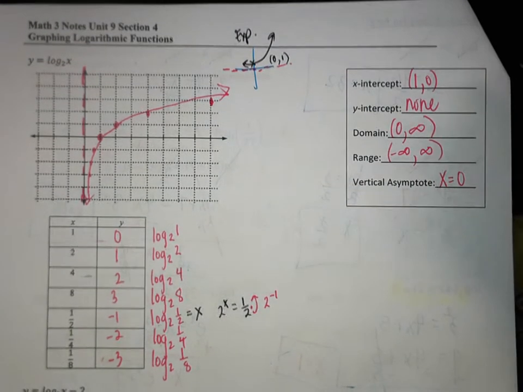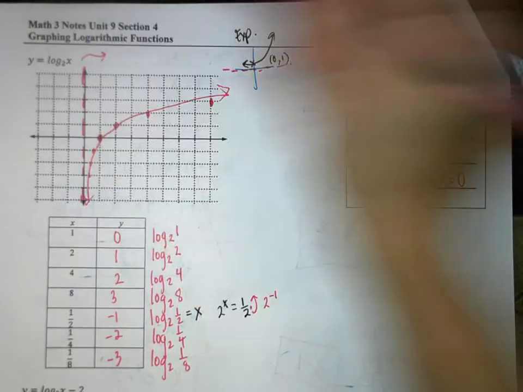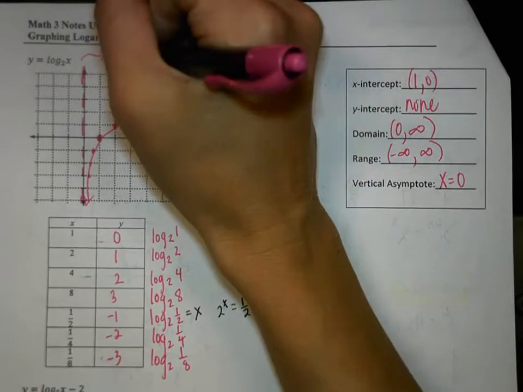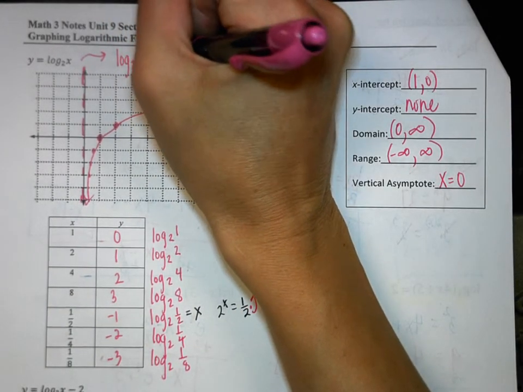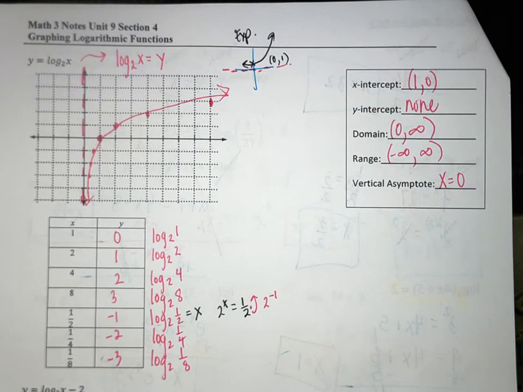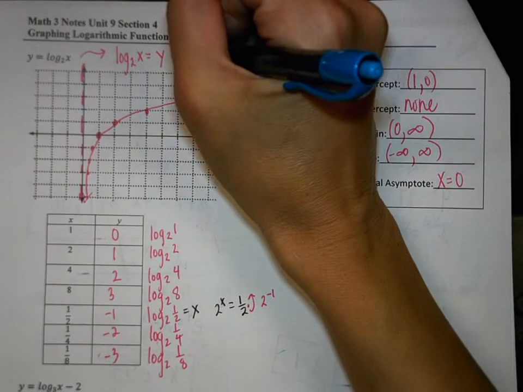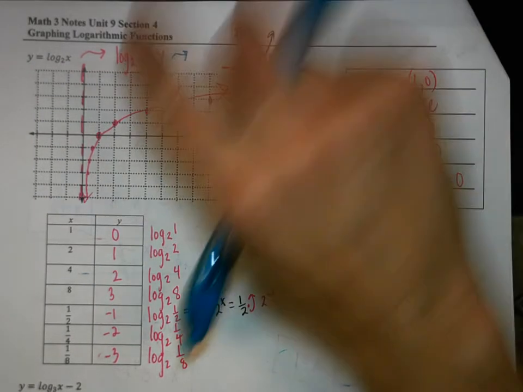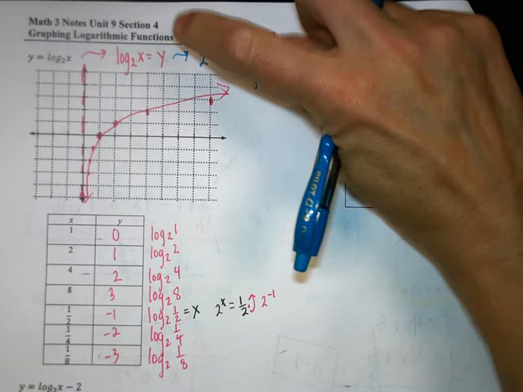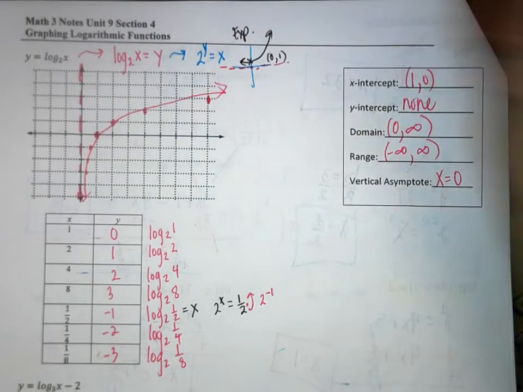So if you change this to an exponential function, normally you see your log functions look like this. Log base 2 of x equals y. The equals y would be on the other side. And how would you change that to exponential? Your base would be what? 2. The exponent would be y equals x. Okay?